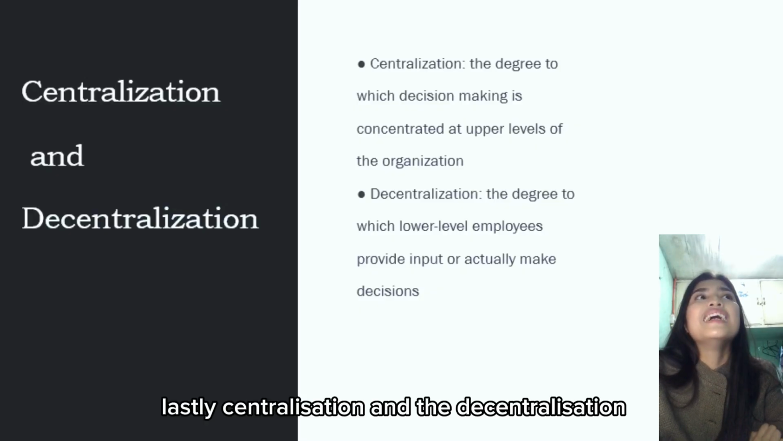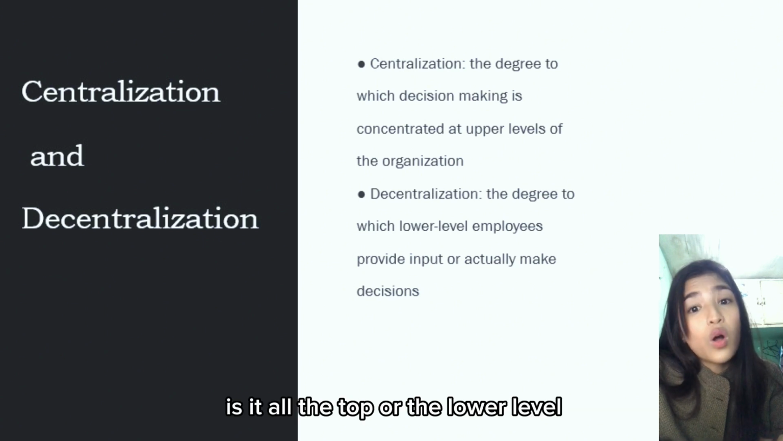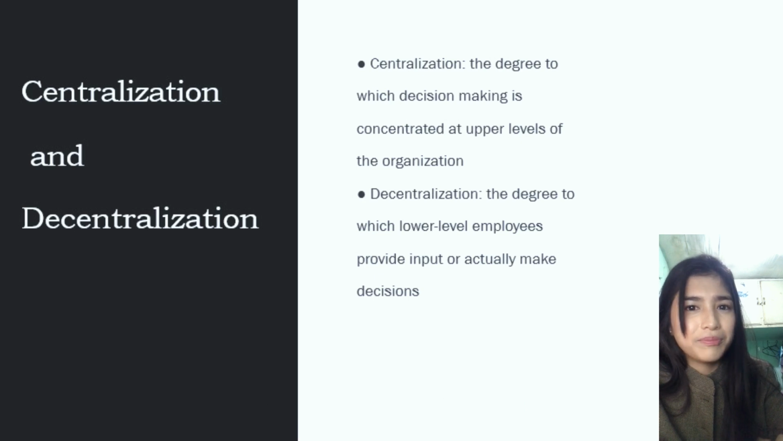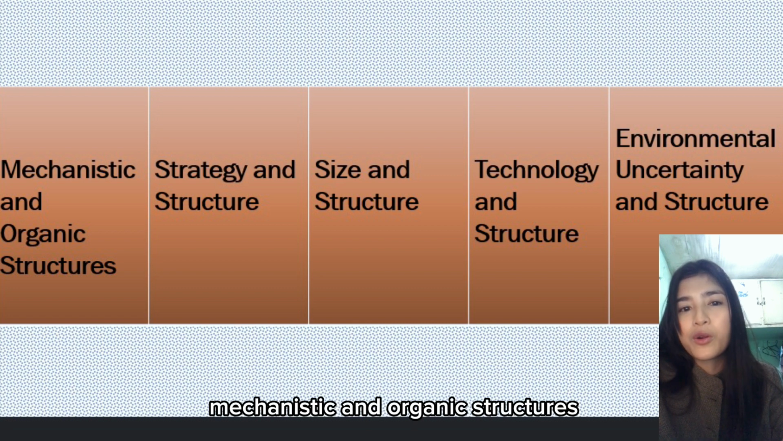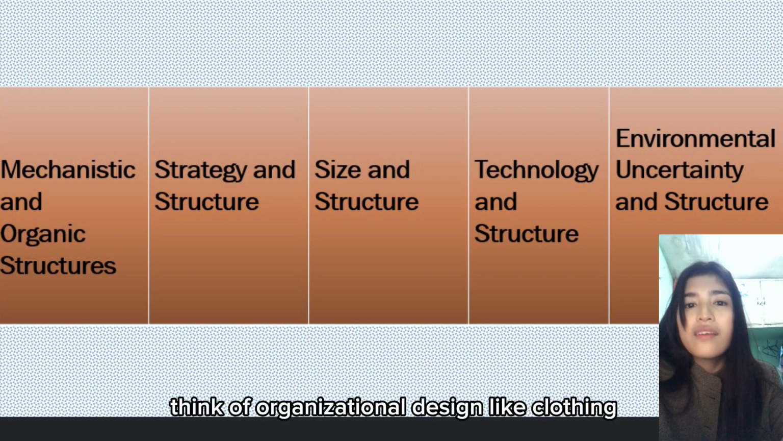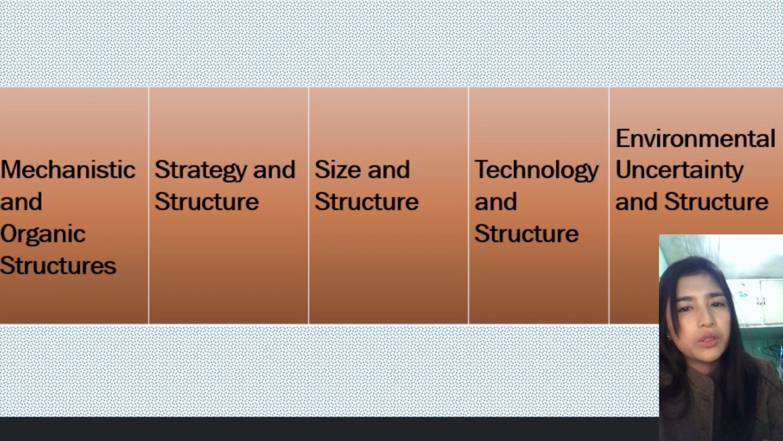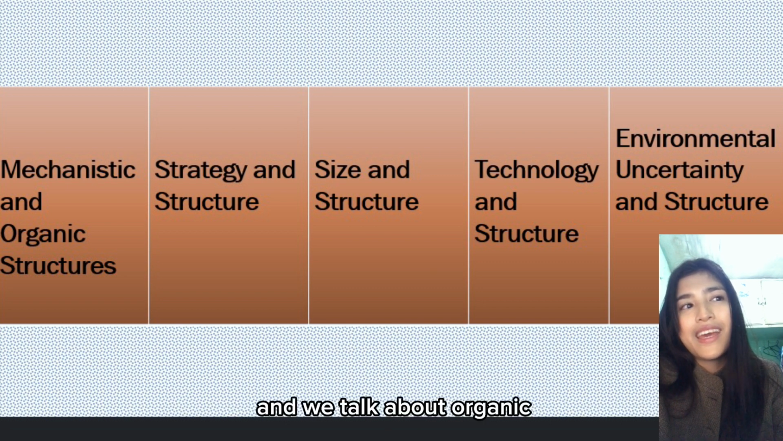Lastly, centralization and decentralization. Who makes decisions? Is it all the top, or do lower level employees get a say? Next, mechanistic and organic structure. Think of organizational design like plotting. It can be rigid and tightly controlled. That is mechanistic. Or highly adaptive and flexible. And we talk about organic.